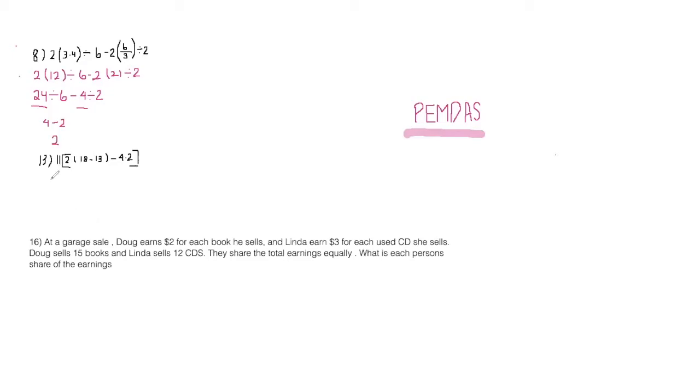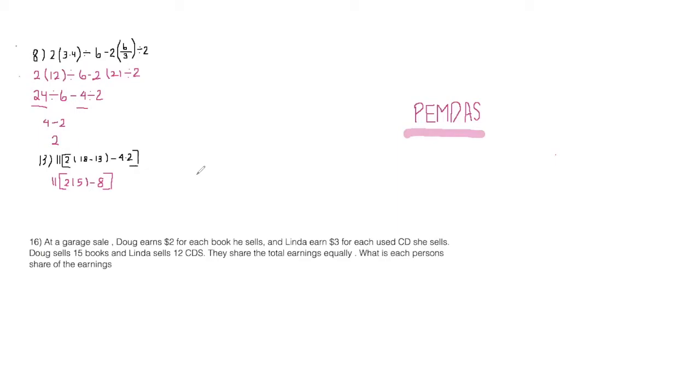For the next example that demonstrates PEMDAS, we will be doing number 13. For number 13, the first step we take is to handle whatever's in the brackets. And as you can see in the problem, within the brackets, we have a parentheses. So we solve that parentheses first. If you solve that parentheses, 18 minus 13 is 5.